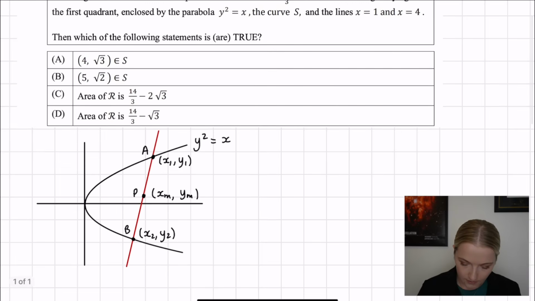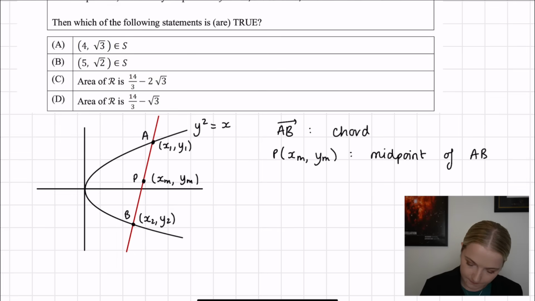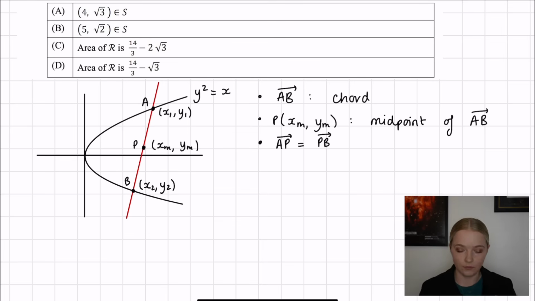Okay, so we know that we have AB, that's the chord. We know that P of xm, ym is the midpoint of AB. And I guess we know as well, I'm just going to put these in bullet points, that AP is going to equal PB, because we know it's the midpoint of this chord here.